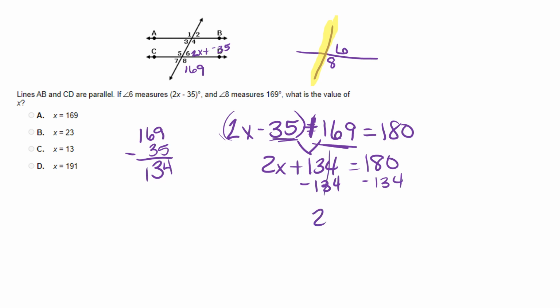I'm just left with 2x. That came straight down. 180 minus 134 is 46. And the last thing, 2 times x. To undo the 2 times x, I need to divide by 2. And whatever I do to the left, I do to the right as well. So x equals 23. So there you go.